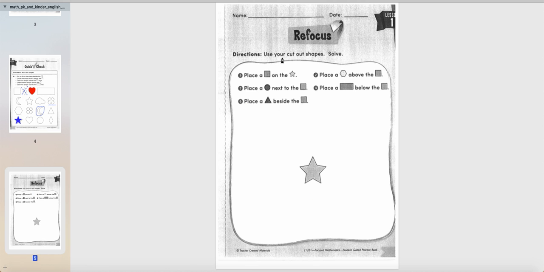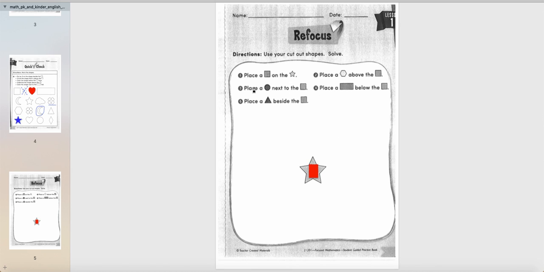Refocus. Use your cutout shapes. Solve. We don't have any cutout shapes, so we can go ahead and just draw them. So it says place a square on the triangle. So you're going to draw a square on top of the triangle.